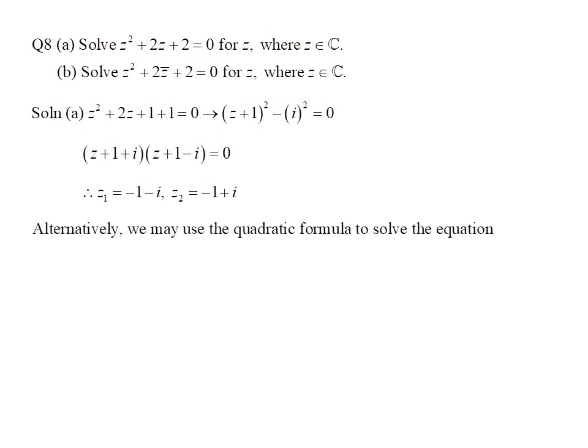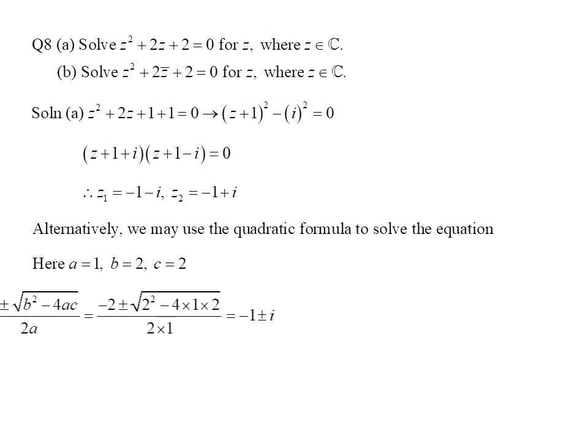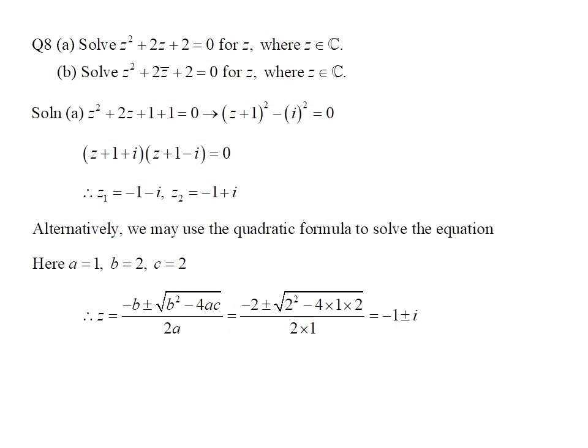Alternatively, we may directly apply the quadratic formula to solve this equation. In this case, a equals 1, b equals 2, and c equals 2. So z equals negative 2 plus or minus the square root of (2 squared minus 4 times 1 times 2), all over 2, which equals negative 1 plus or minus i. Hence, accordingly, z1 equals negative 1 minus i, and z2 equals negative 1 plus i.